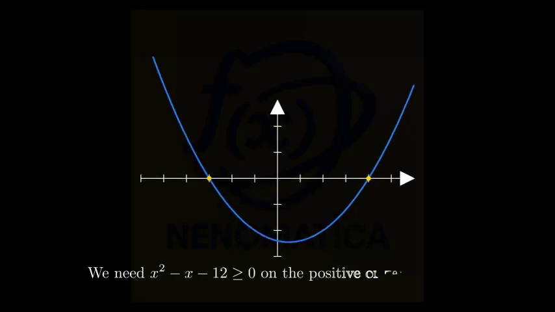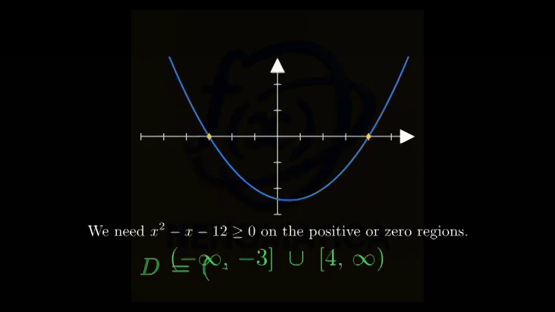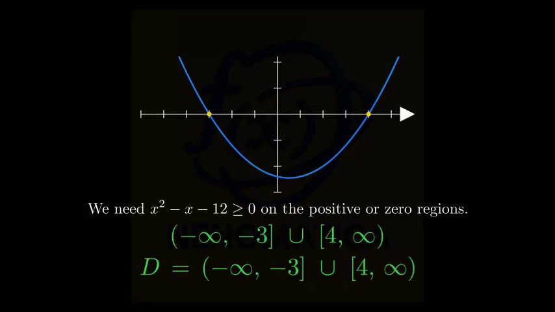Step 3. Write the solution set. We want where the expression is greater than or equal to 0, which includes the positive regions outside the roots and the roots themselves. Therefore, the solution set is the union of the intervals from negative infinity to -3, closed at -3, and from 4 to positive infinity, closed at 4.